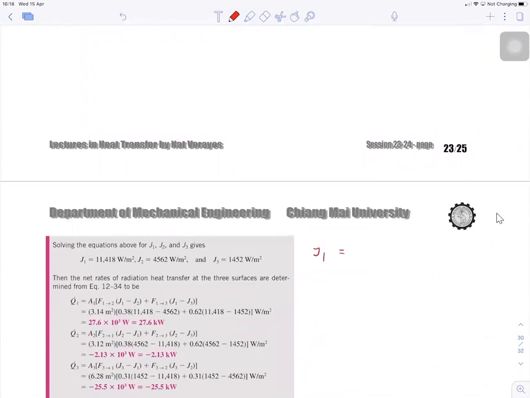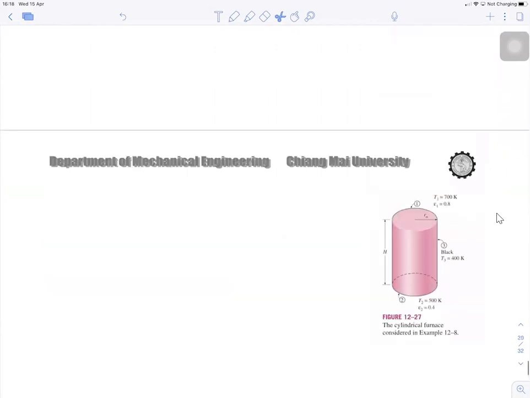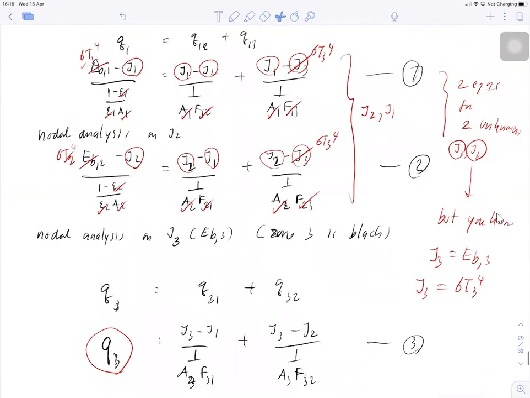Solving it, J1 is going to be 11,418 watt per meter square, and solving J2 equals 4,562 watt per meter square. Okay, so copy this and put it on the top.